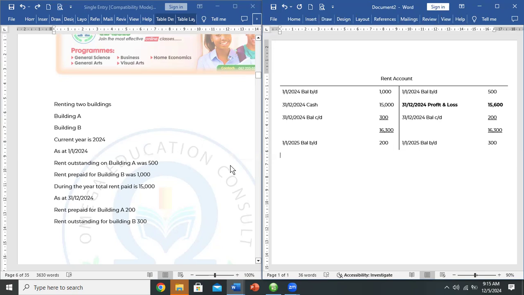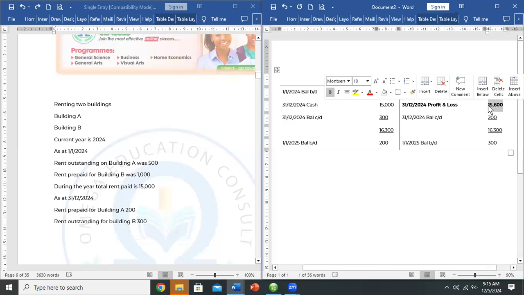Please, does it mean that the actual money spent on rent is 16,300? So the actual rent incurred for the year 2024 is 15,600, because what you incur for the period is what you take to your profit and loss account. Okay. Great.